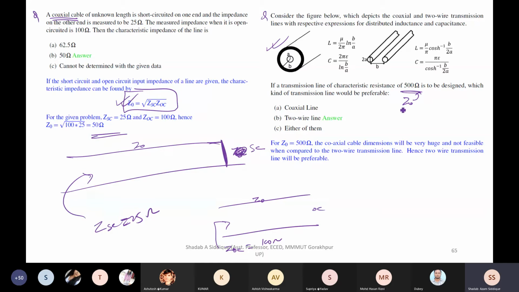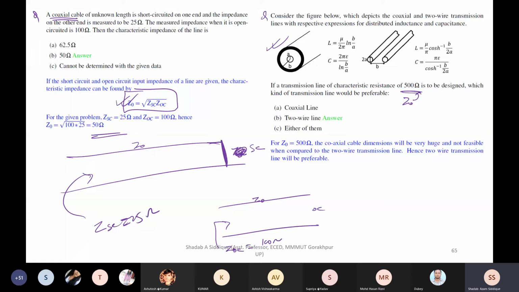Z0, the characteristic impedance of the transmission line, is given as 500 ohm. That's a huge value. Generally, coaxial lines have a characteristic impedance of 50 ohm. So a 500 ohm characteristic impedance transmission line is to be designed. Which kind of transmission line? There is no need of any formula, just a concept. For the coaxial transmission line, we generally have a characteristic impedance of nearly 50 ohm.